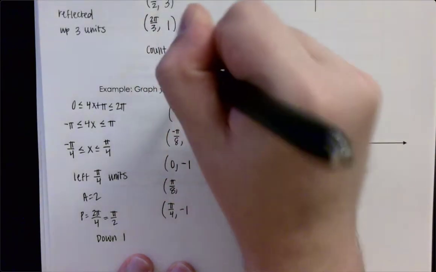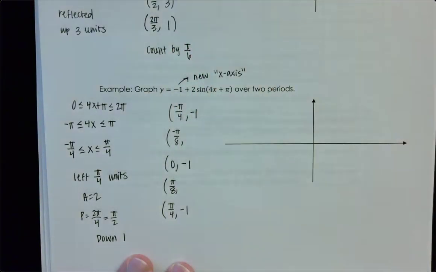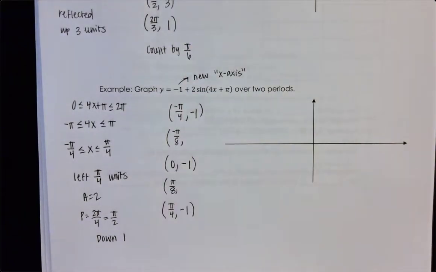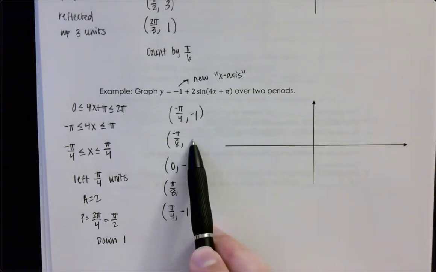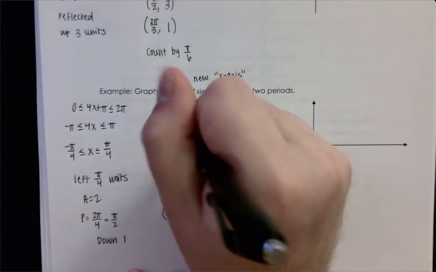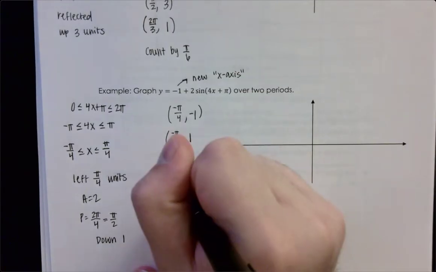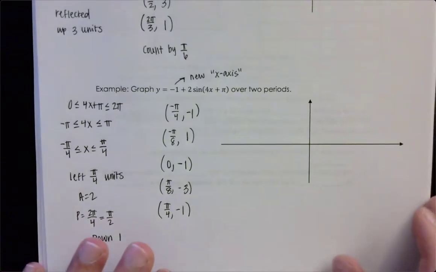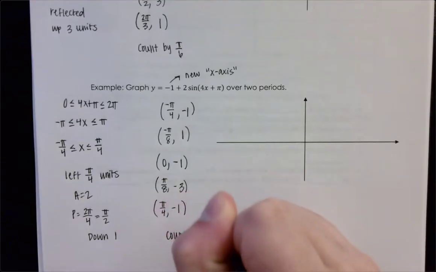So again, that shift is like your new x-axis. Where these were zeros, it's now that shift down 1. This would be at A, so positive 2, but it's been shifted down 1, so it's 1. This would have been at negative 2, shifted down 1, which would make it negative 3. And highest denominator is 8, so count by pi over 8.